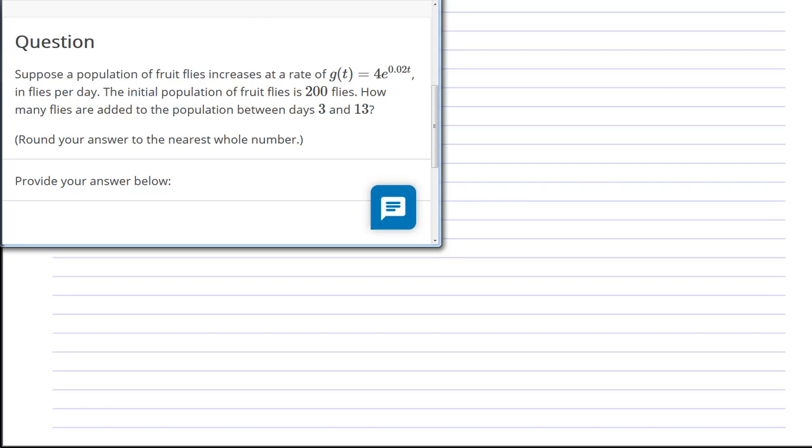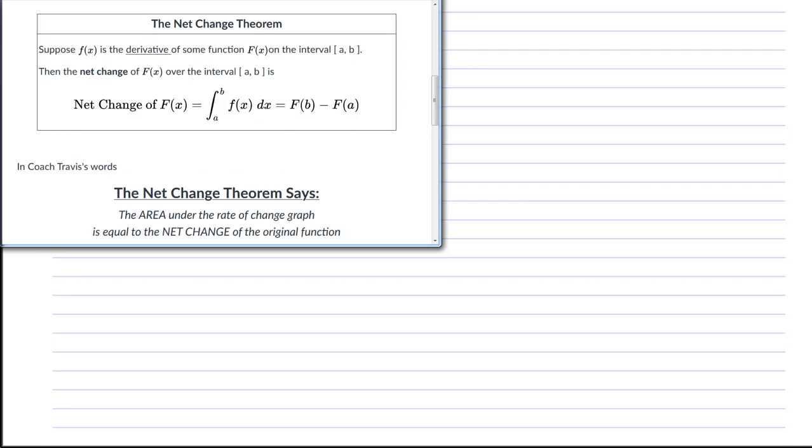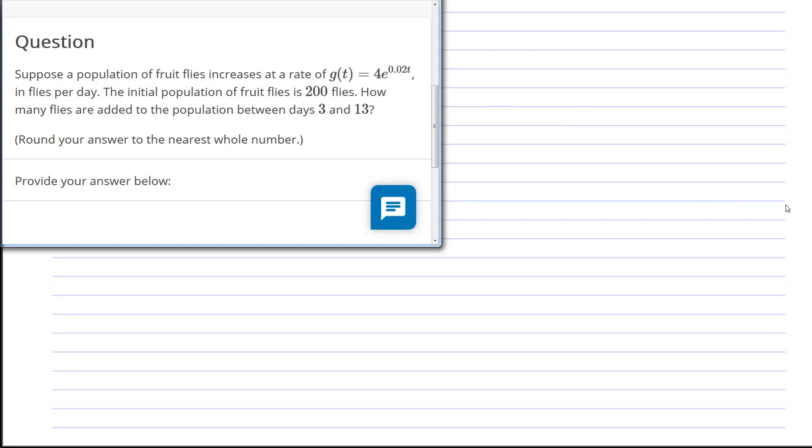So how are we going to do this? Again, what did the net change theorem say? It said if we integrate the rate of change, then we get the net change. For us, the rate of change was the function that we were given. This is the rate of change right here.